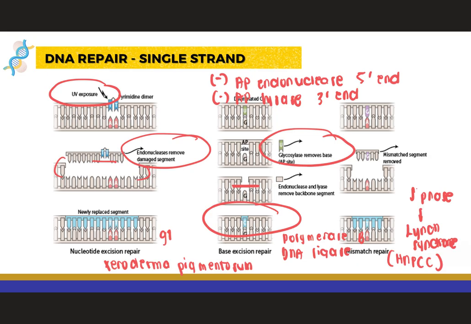So again, in summary of your single-strand DNA repair, so in your nucleotide excision repair, no, ang trigger nito is exposure to UV light. So your UV-specific endonucleases recognize the dimer and remove the damaged strand, and eventually your DNA polymerase synthesizes new DNA and your ligase will going to seal the nick. So we can see this one in cases of your xeroderma pigmentosum.